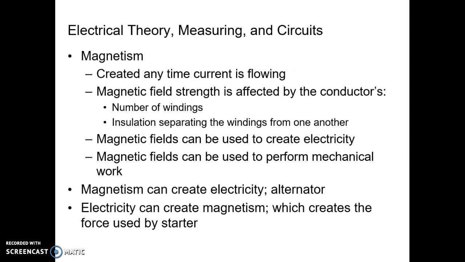You can consider that magnetism can create electricity, and that's where we turn the alternator and it creates electricity. Electricity can be used to create magnetism, which is what creates the force used by the starter to start the car. That's why some of the hybrid vehicles today use one device that can be either an alternator or a generator, a starter, that they can use to charge batteries or to turn the car and make it go. It's all depending on how the electricity is controlled.